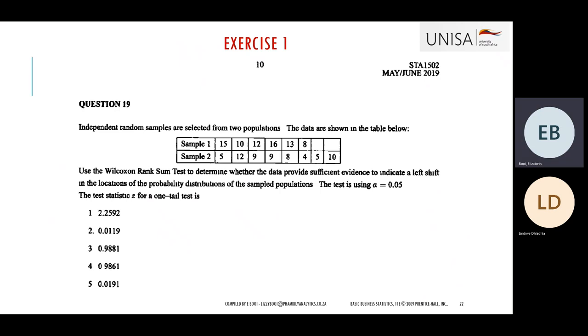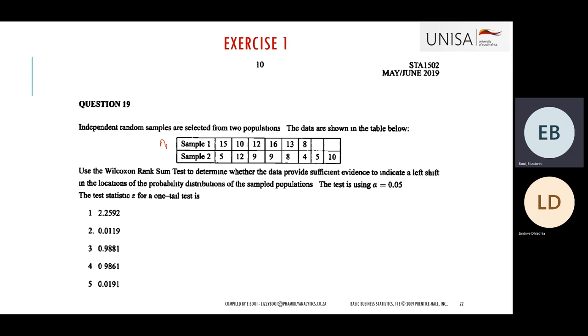An independent random sample is selected from two populations. The data are shown in the table below. Here we have sample one, which has all those values, and sample two, which has all those values. You can see that sample one has fewer values than sample two. So our N1 here will be sample one. Use the Wilcoxon rank sum test to determine whether the data provide sufficient evidence to indicate a left shift in the location of the probability distribution of the sample.